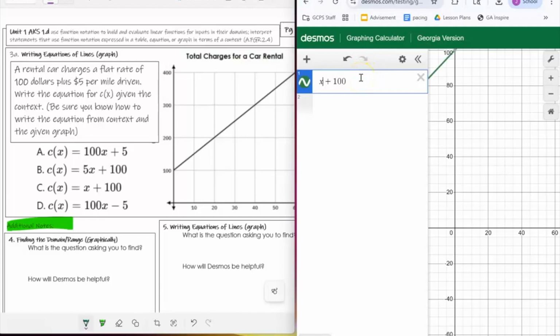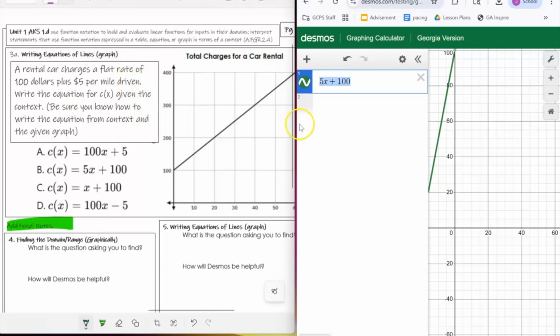Then I'm just looking for the number that keeps happening: plus $5 per mile driven. That means every mile I drive, it's going to be $5. Mile 1, $5. Mile 2, $5. Mile 3, $5. Okay, so you get the idea. That's the number that keeps happening. So I've written the equation from context.